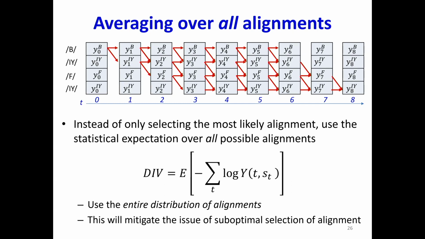But here's what I can do. So what would be the problem with this? Yeah, the number of alignments grows exponentially. The number of alignments grows exponentially. So obviously you can't do this in a naive manner, right? How can I simplify this?